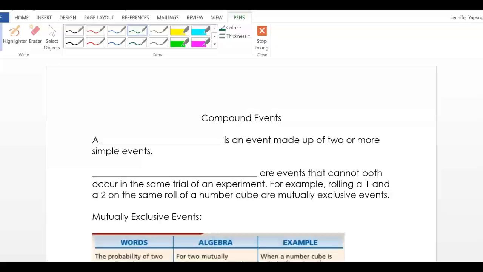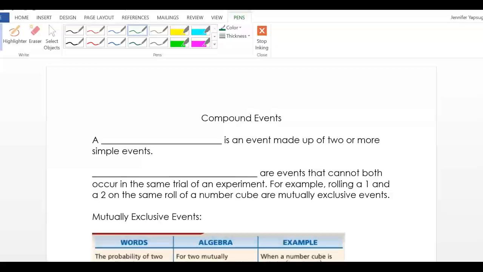Hello. So welcome back. We are going to continue looking at probability, and today we're going to be focusing on compound events. So I'm going to start off with a couple of definitions for you, and then we're going to work through a couple of problem examples for you to practice.